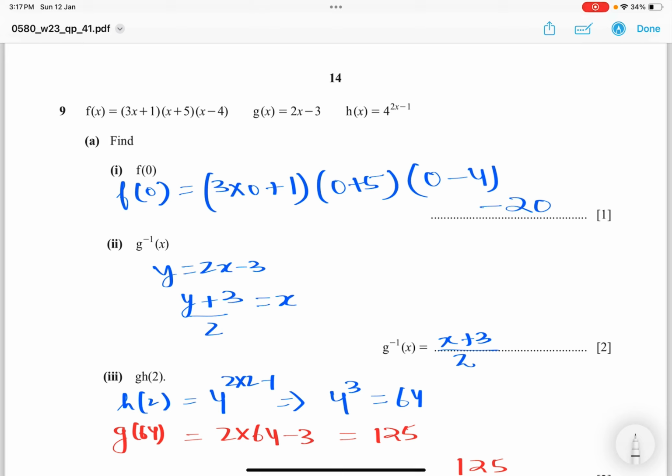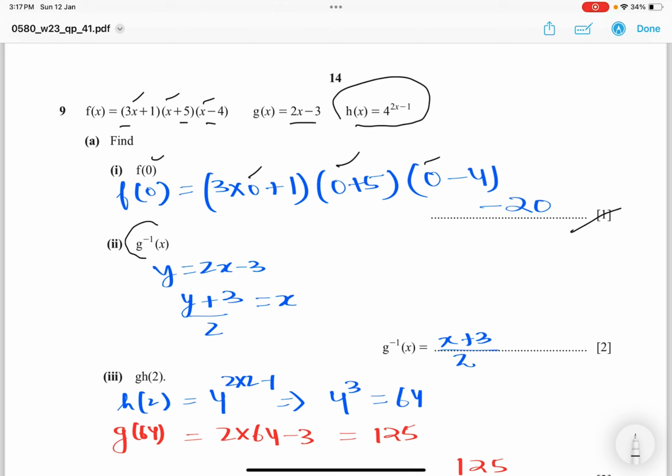So the next question is: f(x) = 3x + 1, x + 5, x - 4, g(x) equals this, h(x) equals this. So three functions have been given to us. We have to find f(0). Really simple. We have to replace x with 0. So over here 0, over here 0, and over here 0, and we will get minus 20 as the answer.